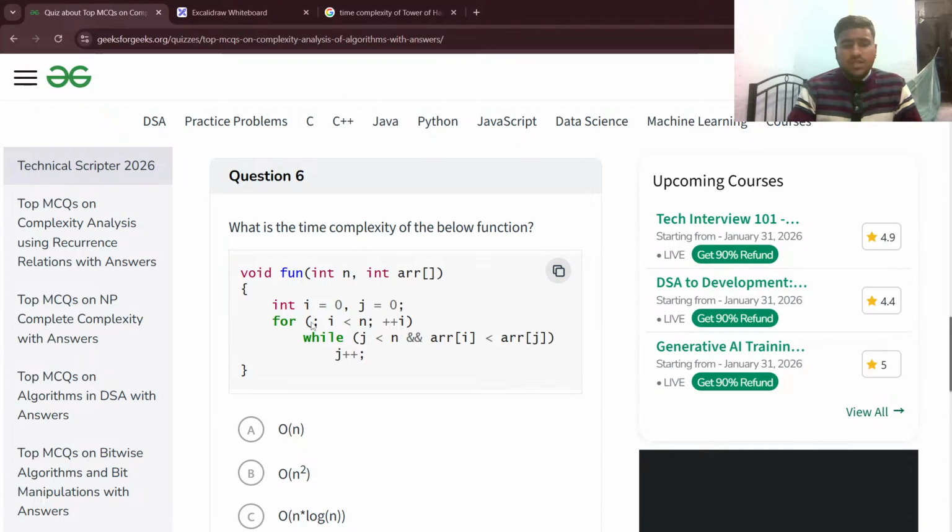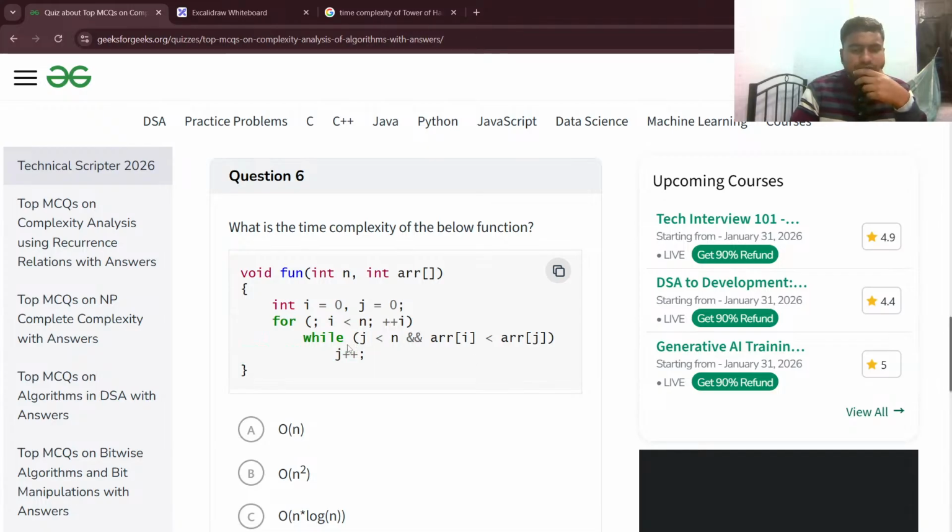The first loop has no initial condition. This simply indicates that i is equal to 0. From i is equal to 0, i is less than n, and i plus plus. What does this mean? This for loop runs n times. Maybe it is clear to all of you if you are watching this video.